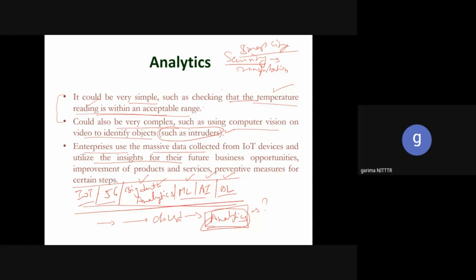So they are going to see future business opportunities in different users. Then improvement of products, obviously improvement of services, preventive measures for certain steps, and so on. So you can imagine that this analytics part is a very important part related to IoT data, because different commercial businesses are also decided on the basis of this.